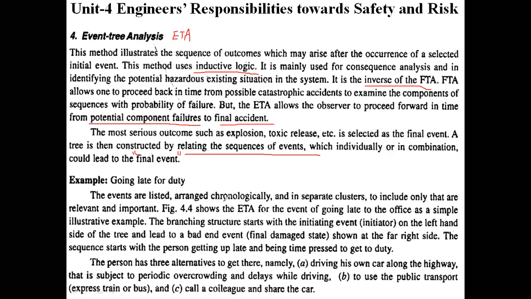The events are listed, arranged in chronological way and in separate clusters, to include only the relevant and important ones. It is shown in the figure. The ETA for the event of going late to the office is a simple illustrative example. The branching structure starts with the initiating event, that is the initiator, on the left hand side of the tree, and leads to the bad end event, that is the final damaged state, shown at the far right side. The sequence starts with the person getting up late and being time pressed to get to duty.